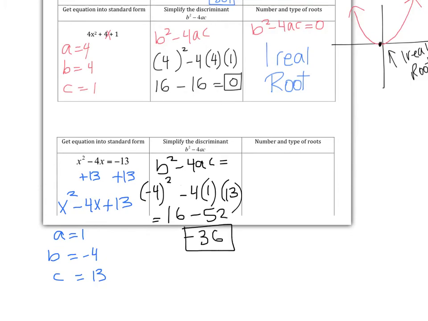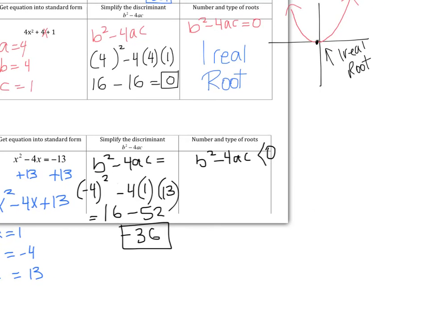So as you can see, my discriminant, which is b squared minus 4ac, is a number that is negative, so it's less than 0. What does that mean? If I try to graph my equation, I'm going to find that my parabola is going to be somewhere up in the air. It will never touch the x-axis. So as you can see, there are no real roots. There are no x-intercepts. My graph will never touch the x-axis.